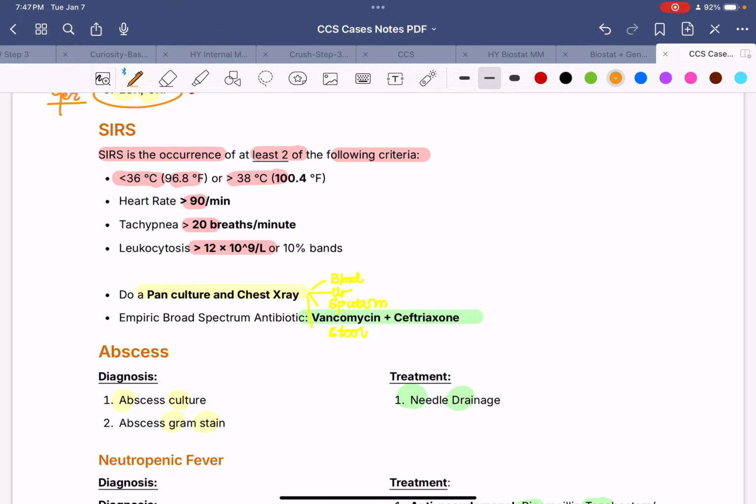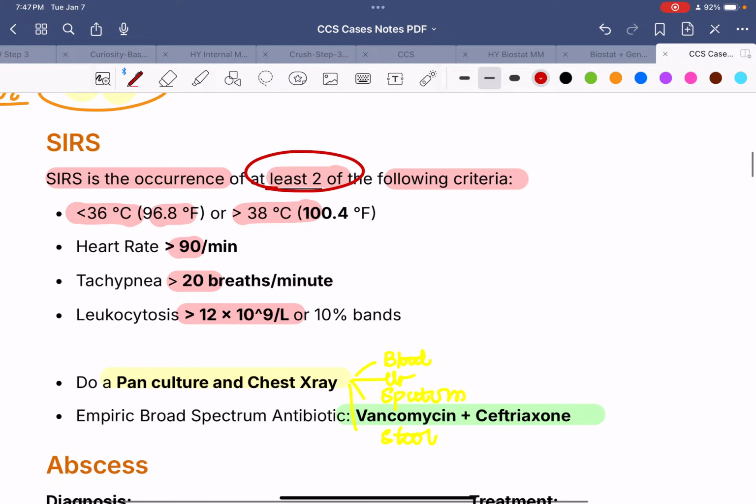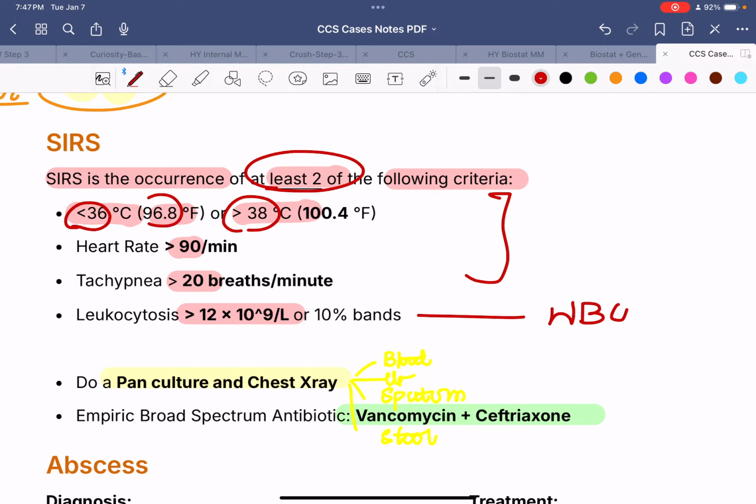And it is the occurrence of at least two of the following criteria. So you are going to have something from the three vitals, and along with one WBC count. Any two from amongst these four means that the patient has SIRS. And what you are going to do then, we're going to discuss that, but first you need to be able to diagnose that the patient has SIRS. So remember the values of 36 and 38, or you can remember 96 and 100. 36, 38 or 96 and 100, that's temperature. Anything below 36 or greater than 38, or anything below 96 or greater than 100, that's in the temperature.